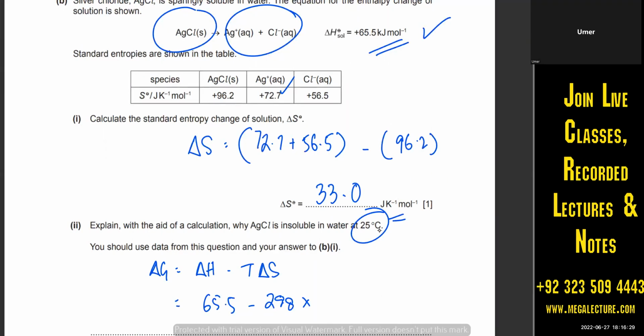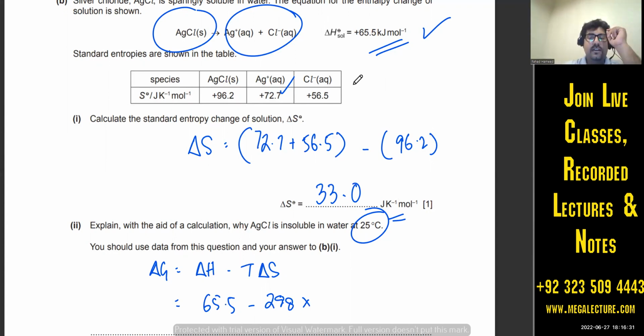Okay, sir. And make sure when you're using this equation, make sure you take all of them as kilojoules or all of them as joules. Both ways it's going to be the right answer, but if one of them is in kilojoules and the other one is joules, that's going to give you the wrong answer.